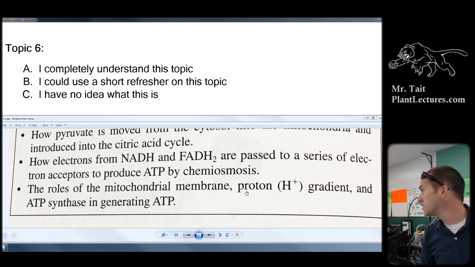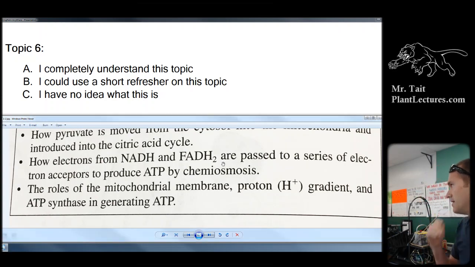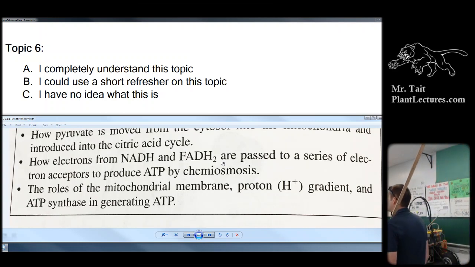Topic 6, which is the roles of the mitochondrial membrane, proton gradient, and ATP synthase in generating ATP.